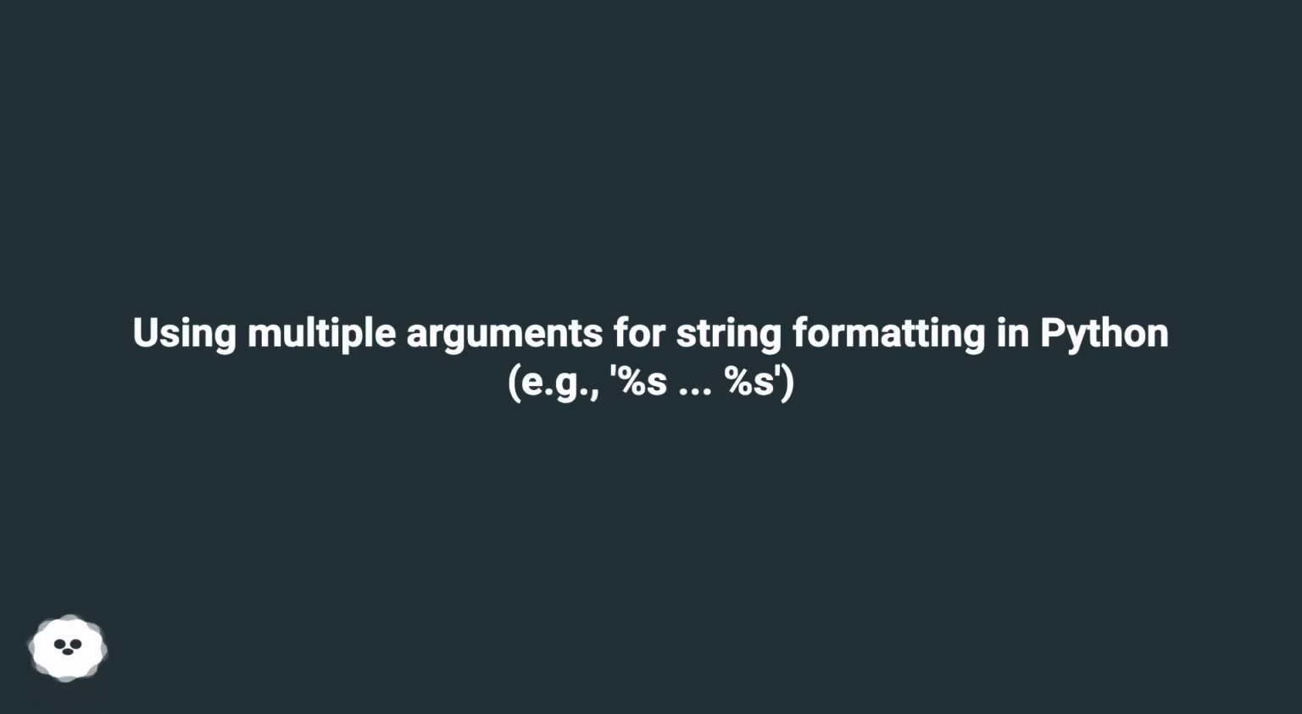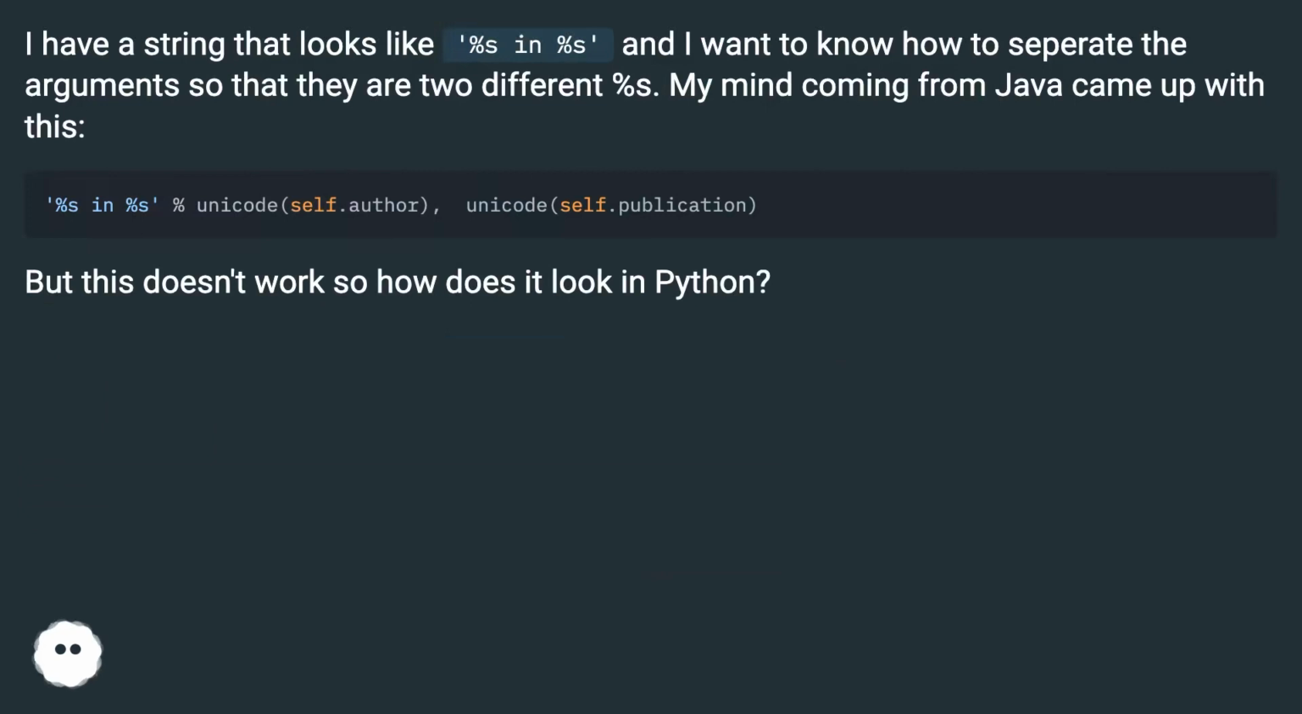Using multiple arguments for string formatting in Python, for example, '%s %s'. I have a string that looks like '%s in %s' and I want to know how to separate the arguments so that they are two different %s. My mind, coming from Java, came up with this. But this doesn't work, so how does it look in Python?